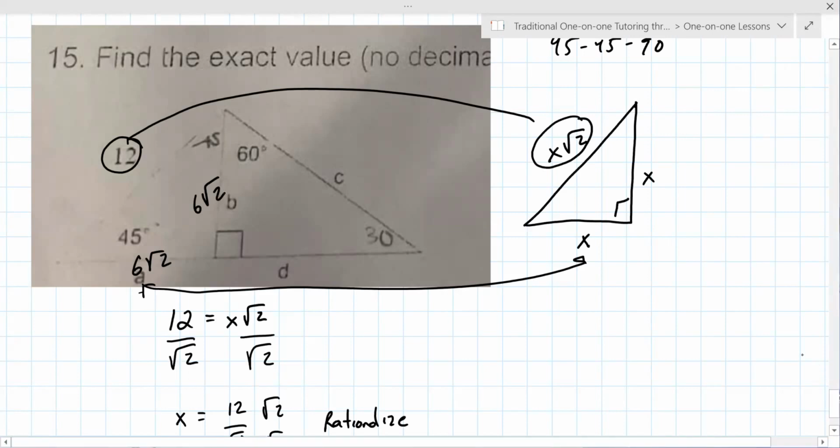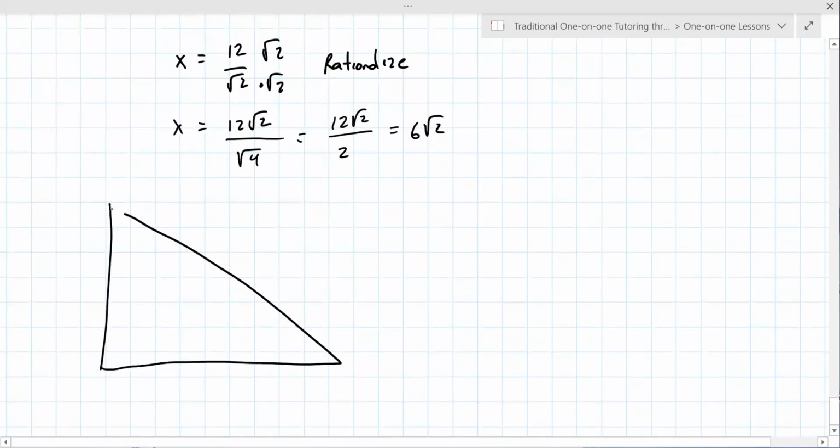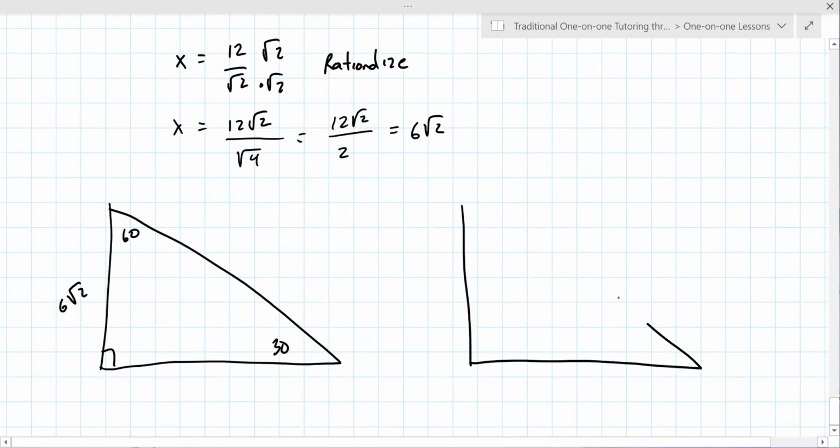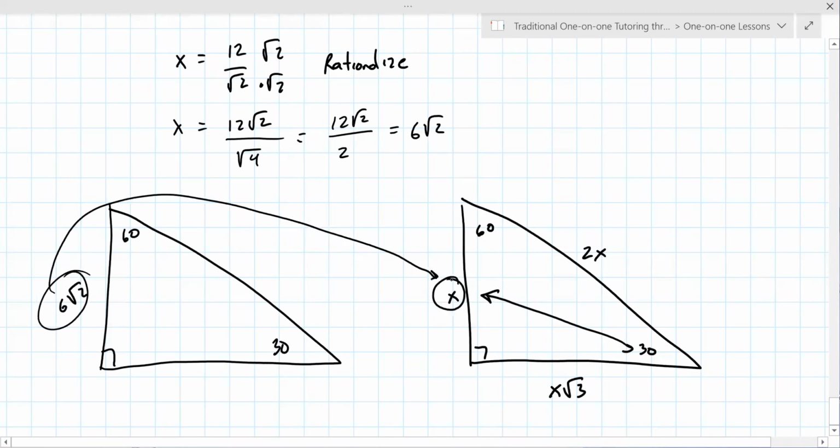Now the triangle on the right is a 30, 60, 90 triangle. So let me draw that triangle that you're given. And this is 6 root 2. Now your reference triangle for a 30, 60, 90 is that this is x, this is 2x, and this is x root 3. X is always across from the 30. So you set the known side equal to the reference side. So in your problem, x is really 6 square root of 2.